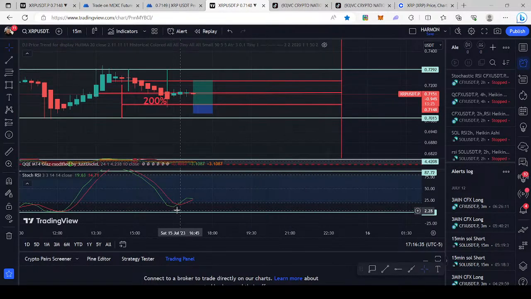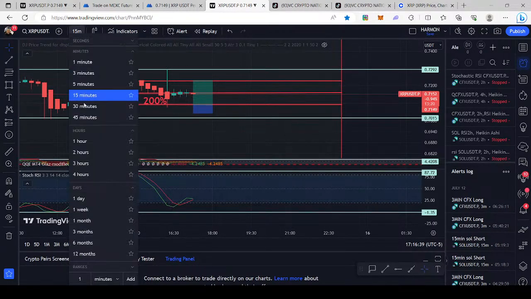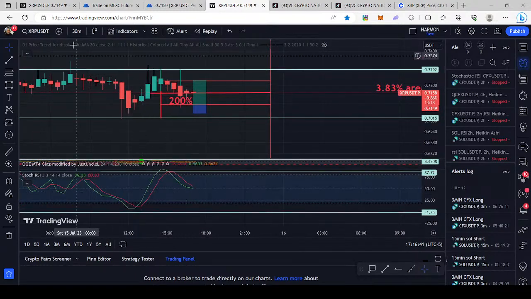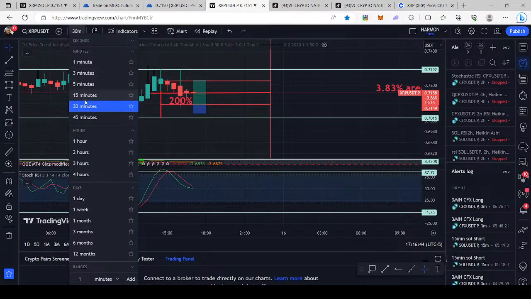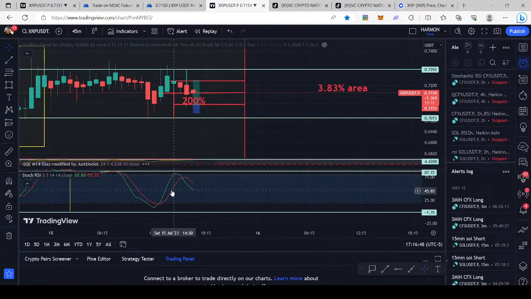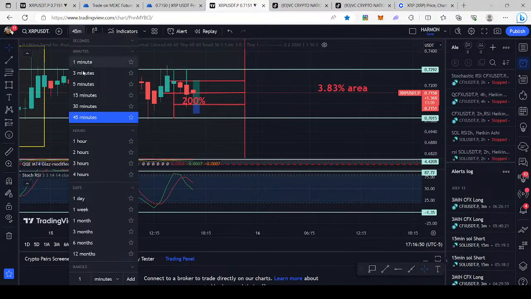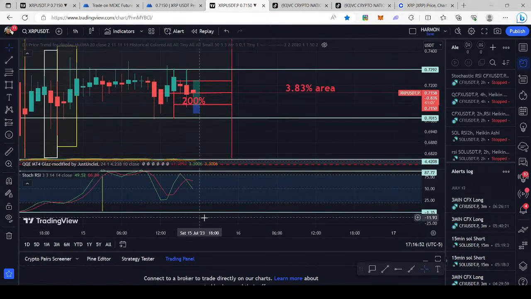You see how the 15 minute came down and started to head up, but it started to head up with the 30 minute still going down, which is against, you never trade against the 15 and the 30. They're trading against each other right now, so we wait. The 45 is still heading down, so we wait. The 1 hour is still heading down, right?